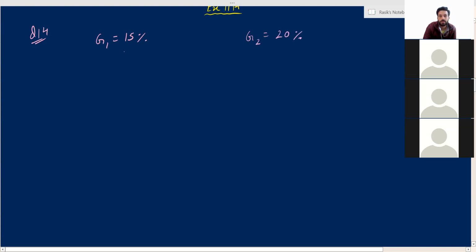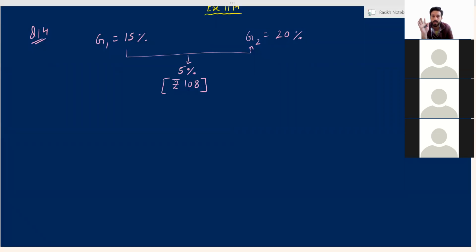So what is the difference in gain percent from here to here? It is 5%, am I right? 5% percentage difference from first case to second case. 5% extra gain we are getting. But for how much amount are we getting this 5% extra gain? It is given in the question. We are getting this 5% extra gain for rupees 108 extra. If the product is sold for rupees 108 extra, then you would have got 5% extra gain. This is given in the question, right?